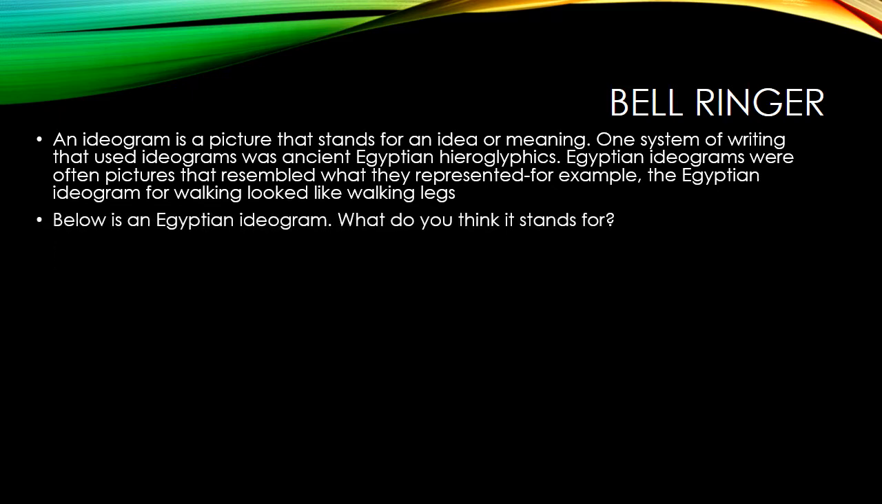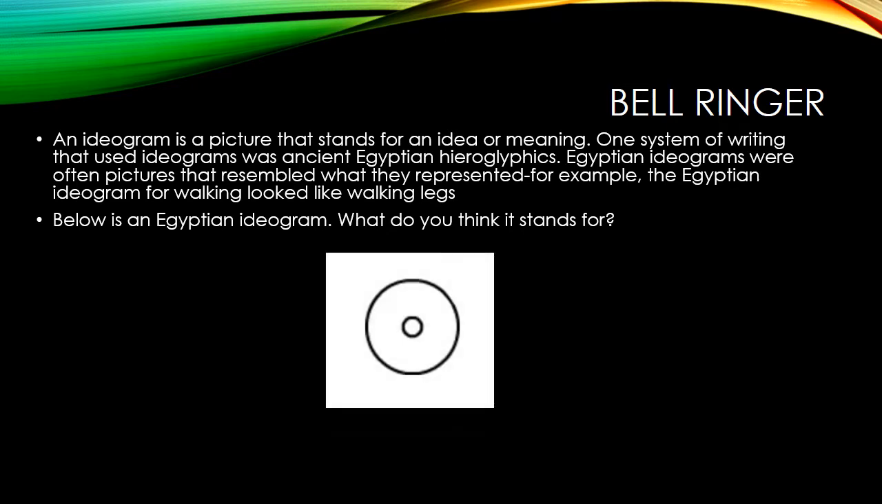So here is a question for you. Below is an ancient Egyptian ideogram. What do you think it might stand for? All right, so it's a circle, and I'm looking at this thing, and obviously the first thing you're going to say, it's a donut. Well, they didn't have donuts back then, so let's look at something else. Take a few seconds, pause the video, and while you pause it, I want you to think about what was important to the ancient Egyptians. What was part of their life that they would have wanted an ideogram for? Take a few seconds, and when we come back, we'll discuss it.